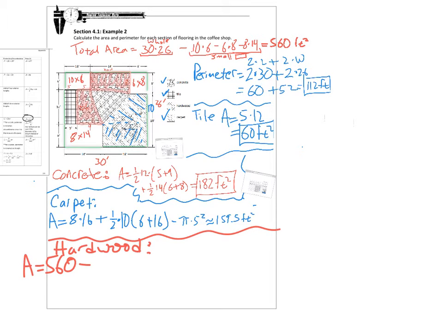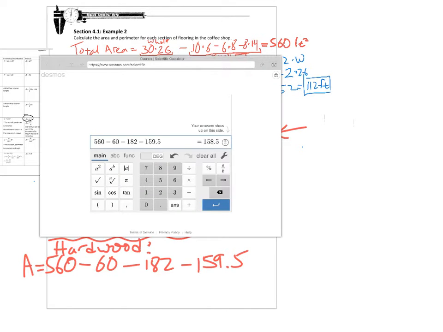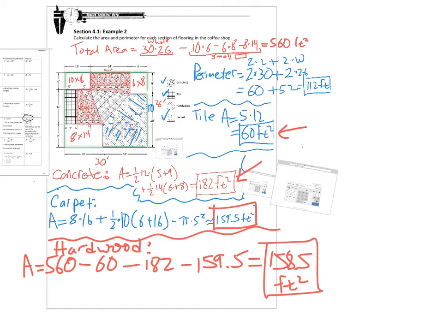We're going to subtract off this tile, subtract off the concrete, and subtract off, didn't box it, let's box it, the 159.5 carpet. And so, for the grand finale, we get 158.5 square feet. There it is. So that total area, even though we weren't asked for it, came in handy.